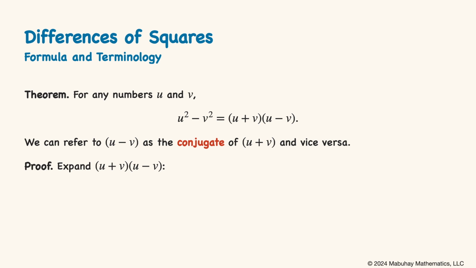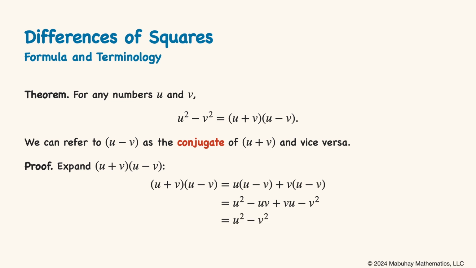We'll start by expanding the product of conjugates here. There are lots of ways to think about the expansion, but one of the simplest and most clear is to use the distributive property multiple times. Here, we distribute the quantity u minus v to the u and the v from the other factor. Notice this sets up two more distributions for the next line. Now we have four relatively simple terms and just need to do some cleanup. Keep in mind, uv is the same as vu, so they cancel, and this gives us u squared minus v squared. Great, we did it!